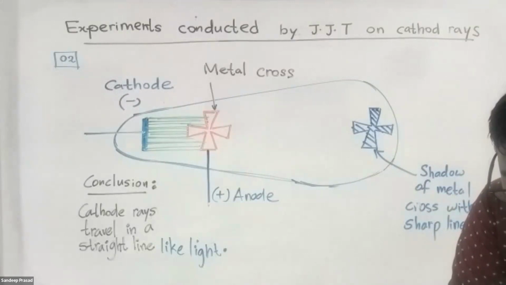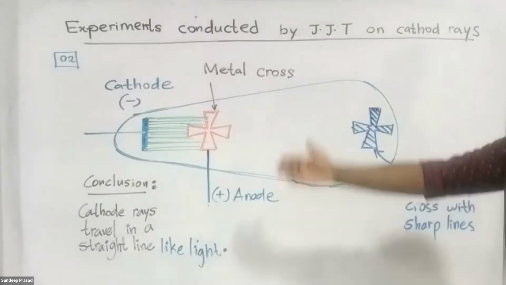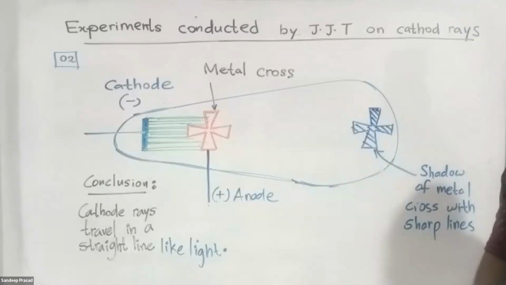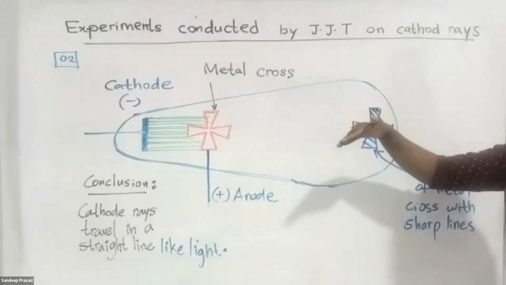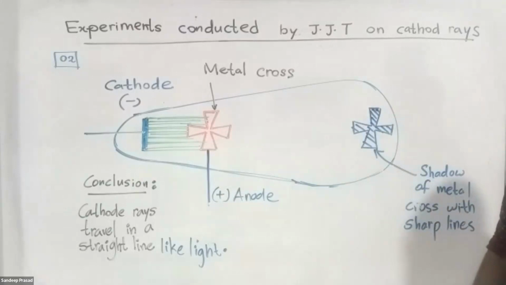So if we want to get a larger shadow, what should we do? We can use a lens, convex or concave. Lens means a concave-shaped cathode or a convex-shaped cathode. From that, you can get a large shadow or a small shadow. Okay, not the lenses, but a concave-shaped cathode or a convex-shaped cathode.